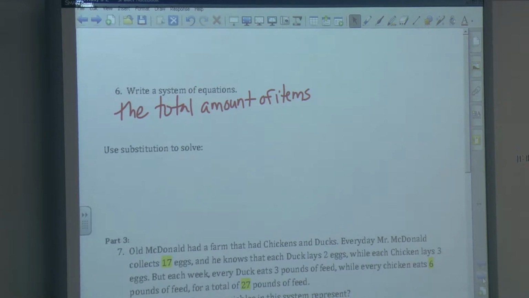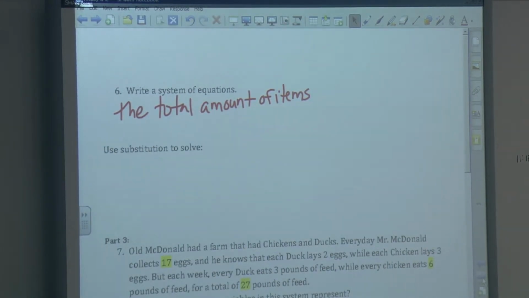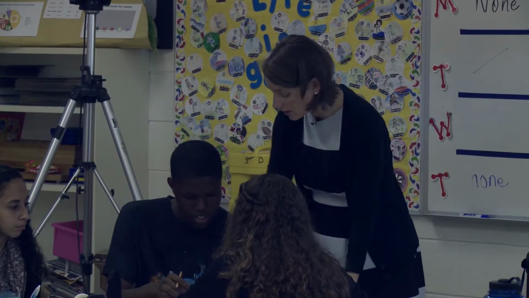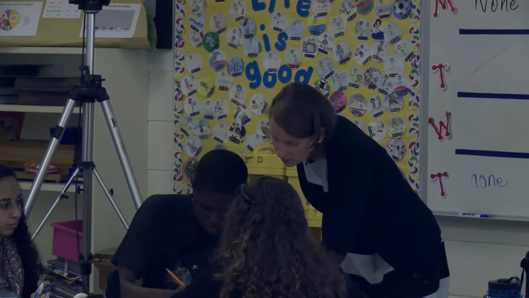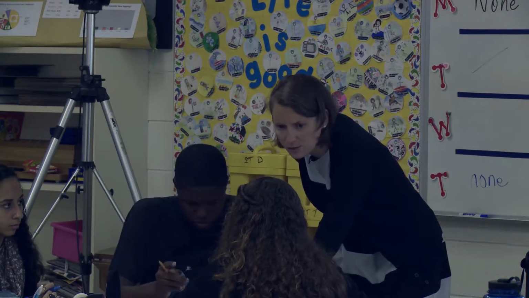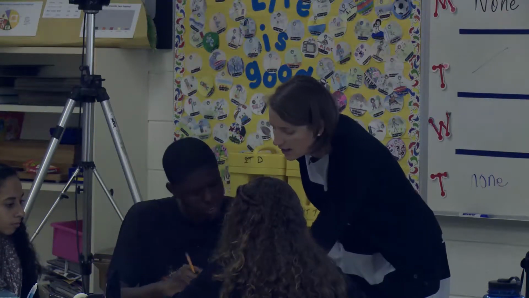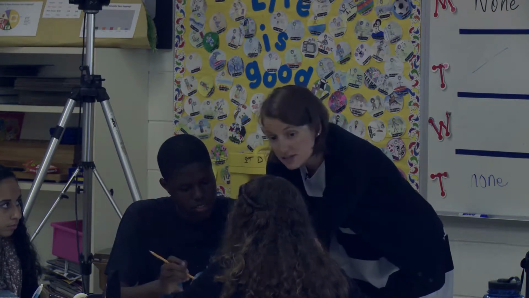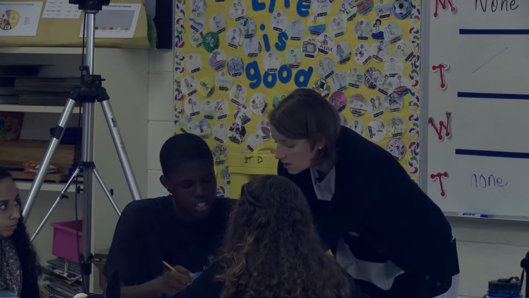So, in your group, let's see. 16 equals 2x. Well, that's a very good point that you have x, 2x and 3x. Why wouldn't 2x and 3x work? Because they're the same variable. But what are we talking about? That's just how many.